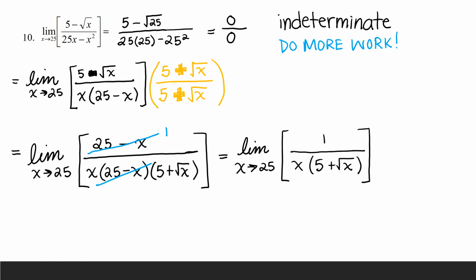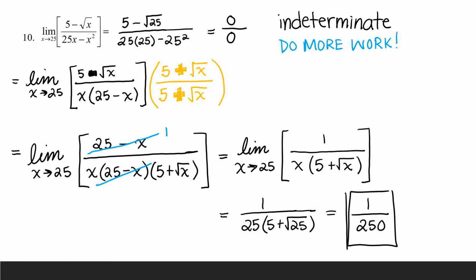And now, I think I can probably use direct substitution. So this will be equal to 1 over 25 times 5 plus the square root of 25. So that is 1 over 25 times 10, which is 1 over 250. And that is my limit. And that is how you use both factoring and multiplying by the conjugate to help you evaluate a limit that originally gave you an indeterminate form.